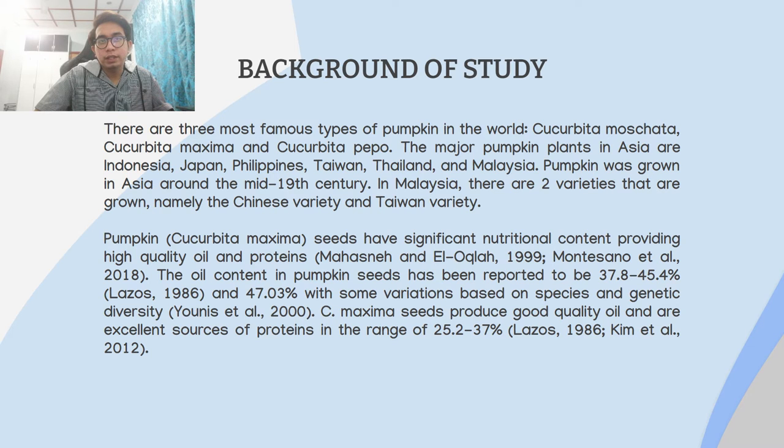The pumpkin Cucurbita maxima seeds have significant nutritional content, providing high quality oil and proteins from Mahesar and El-Oklah 1999 and Montesano et al. 2018. The oil content in pumpkin seeds has been reported to be 37.8 until 45.4% from Lazos 1986 and 47.03% with some variations based on specific and genetic diversity from Younis et al. 2000. Cucurbita maxima seeds produce good quality oil and are an excellent source of proteins in the range of 25.2 until 37% from Lazos 1986 and Kim et al. 2012.